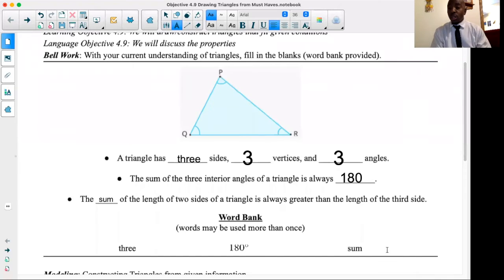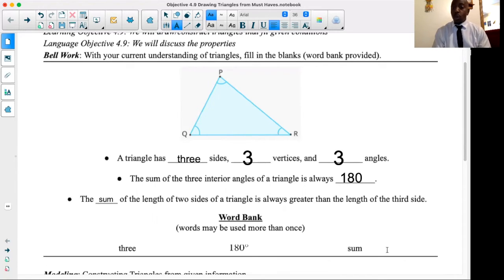Let's pick up exactly where we left off. I apologize, I had to pause for a moment. We were talking about the bell work. We were looking at it, mentioning the things about triangles. Now, I was talking about if you had three lengths of a triangle, you can determine if those lengths actually create a triangle or not.